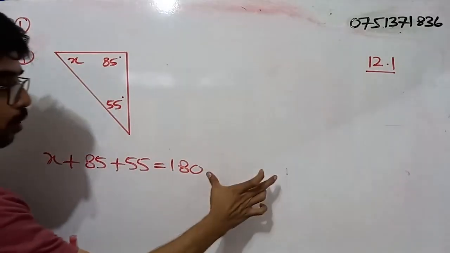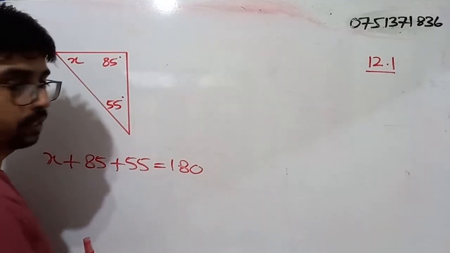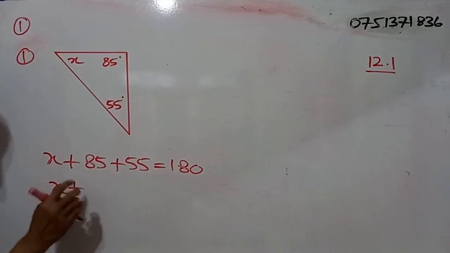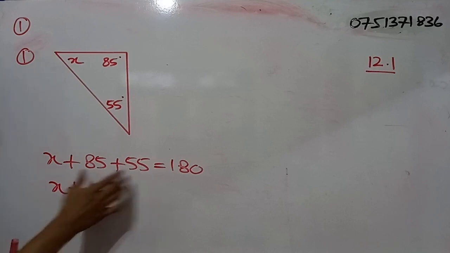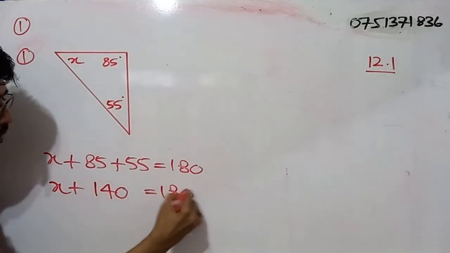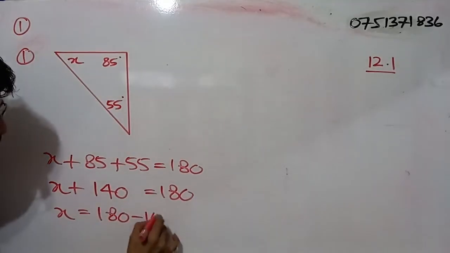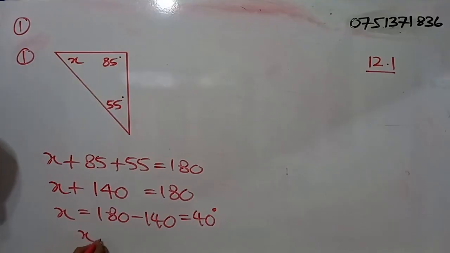So within brackets you have to write sum of internal angles of a triangle, right? Okay, so X plus 85 plus 55. 80 plus 50, that is 130. To that we add a 10. So this becomes what? 140 equals to 180. Then X is equal to what? 180 minus 140. That means 40 degrees. So X is 40 degrees.